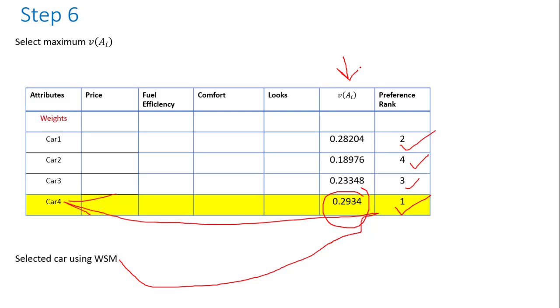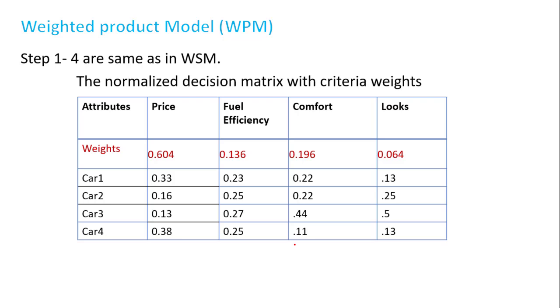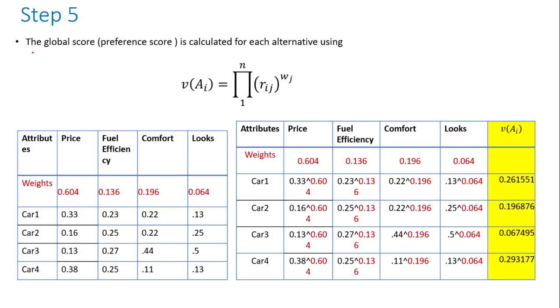Now the same question we will solve using the weighted product model. In the weighted product model, steps 1 to 4 are the same as in WSM, meaning until the normalized decision matrix along with weights is obtained. The next step is the global score, and the formula for the global score here is different. It is equal to the product over j from 1 to n of rij raised to the power wj, so the weights are used as powers.